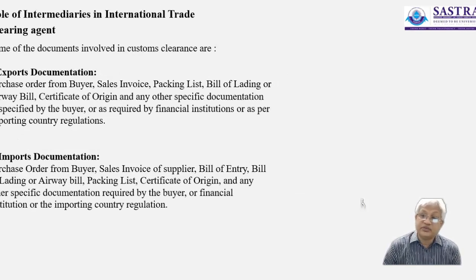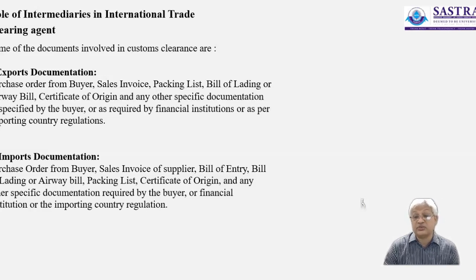So we reach the final part, that is the role of intermediaries in international trade. The clearing agents look into certain documents. Some documents involved in customs clearance for export: the purchase order from the buyer, the invoice, that is your commercial invoice, the packing list, bill of lading or the airway bill, certificate of origin, and any specific documentation as required by the buyer.